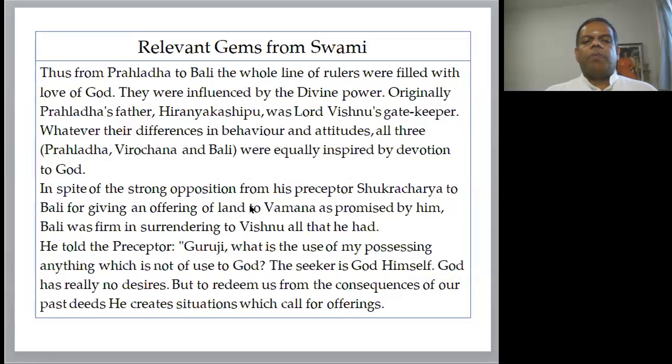In spite of the strong opposition from his preceptor Shukracharya to Bali for giving an offering of land to Vamana as promised by him, Bali was firm in surrendering to Vishnu all that he had. He told the preceptor, Guruji, what's the use of my possessing anything which is not of use to God? The seeker is God himself. God has really no desires. But to redeem us from the consequences of our past deeds, he creates situations which call for offerings.